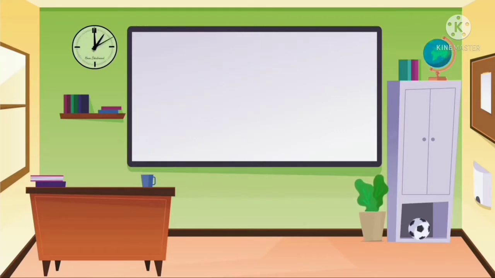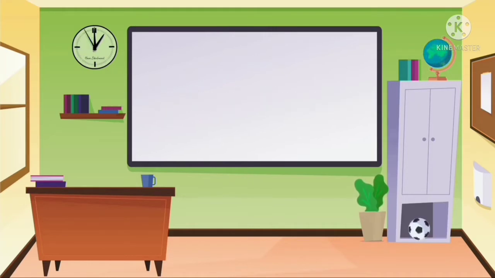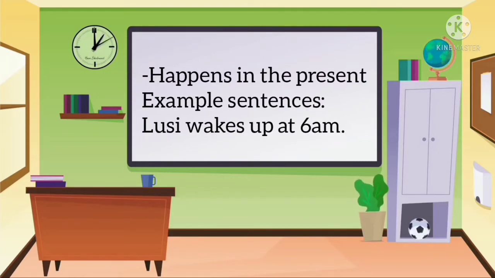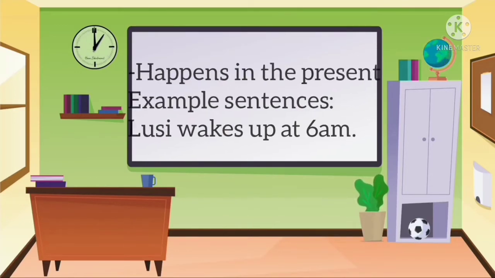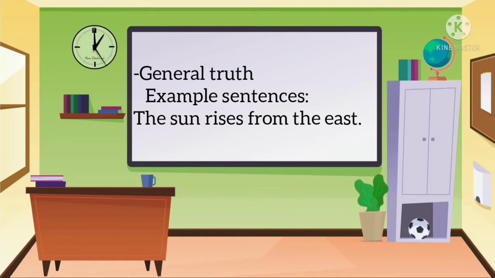We continue to the second, which is about use. So, each tense has a different use. As for the simple present tense, it is used for events that happen in the present. For example: Does he wake up at 6 a.m.? For habitual actions, the example is, I go to school every day. For general truth, the example is, the sun rises from the east.